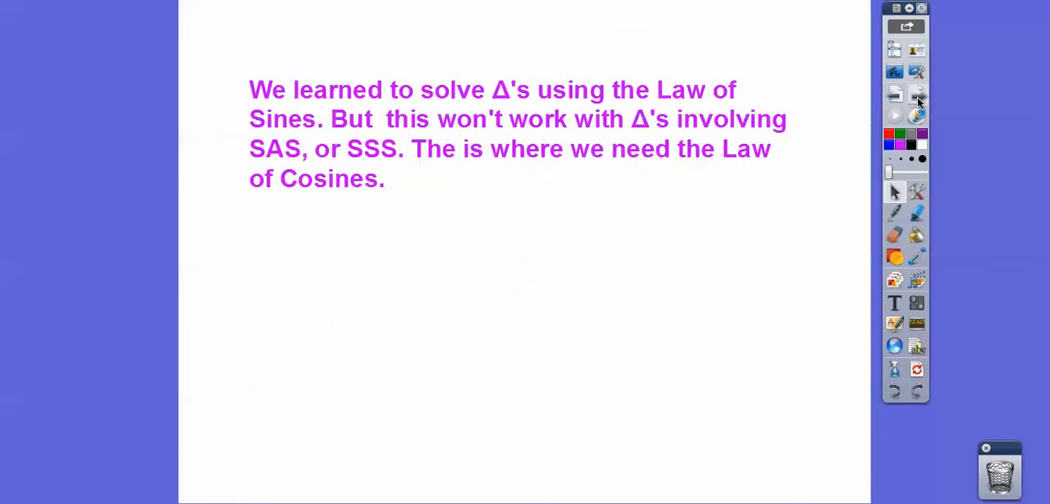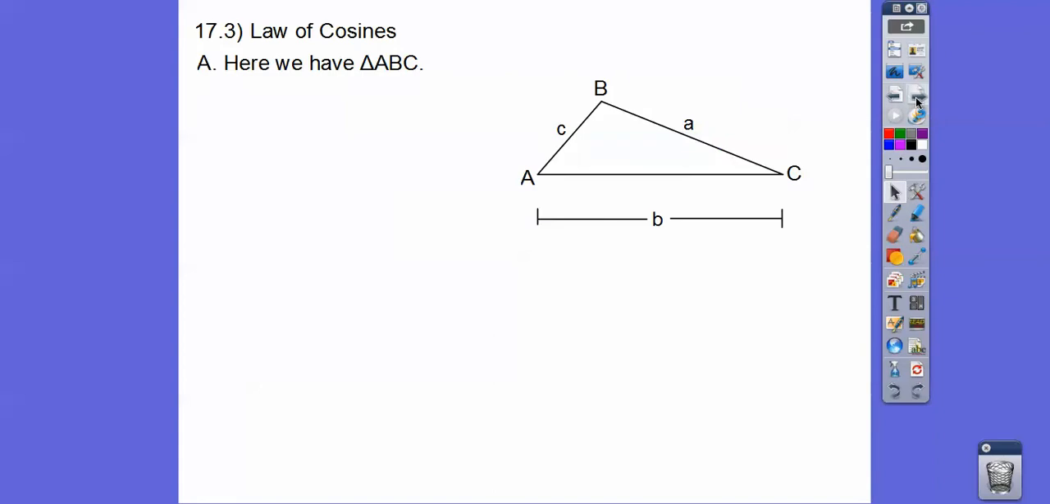In the law of sines, it allowed us to solve triangles if we knew an angle and the opposite side, but sometimes it won't work if we know a side, an angle, and a side, or if we know three sides. And so what we have to do is develop a new formula, which is called the law of cosines. So here's triangle ABC.